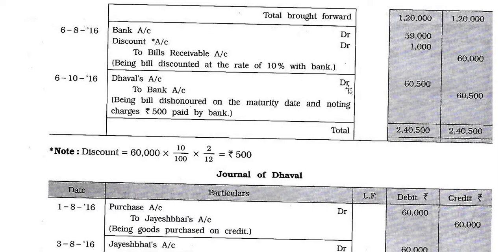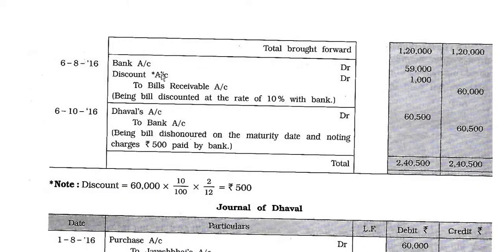6/10/2016. Dhawal's account debit 60,500 to bank account 60,500, being bill dishonored on the maturity date and noting charge rupees 500 paid by bank. So here, bank account debit 59,000, discount account debit 1,000 because this discount is an expense, to bills receivable.